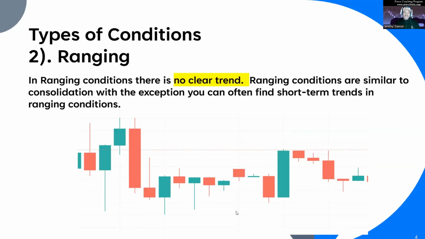The second type of condition is going to be ranging. So the key difference between ranging and consolidation is that there's no clear trend in either one of them. However, in ranging conditions, you can often see short-term trends. So even if you're just looking at this, even though the trend is not clear, you can see some very short uptrends and some very short downtrends. But this is not enough information for you to establish a clear trend.